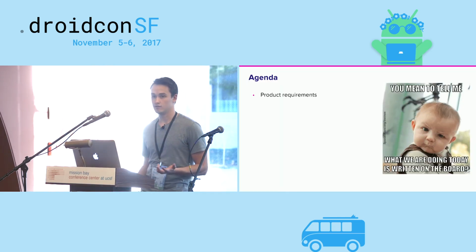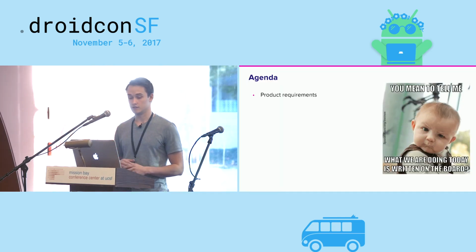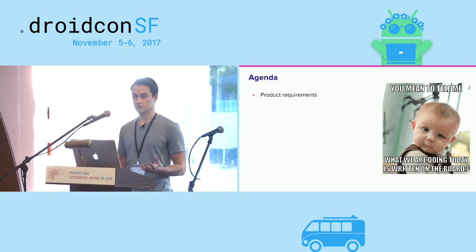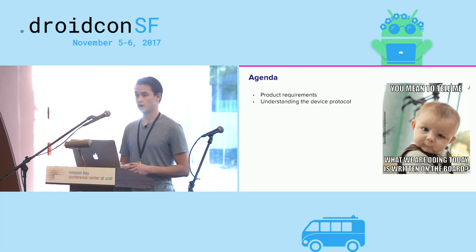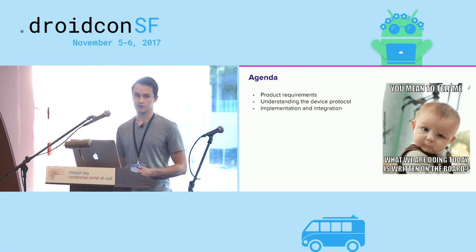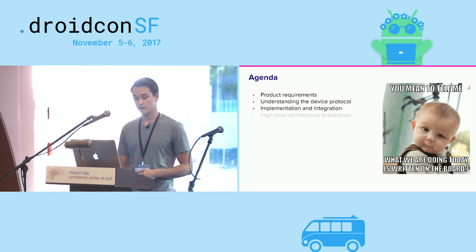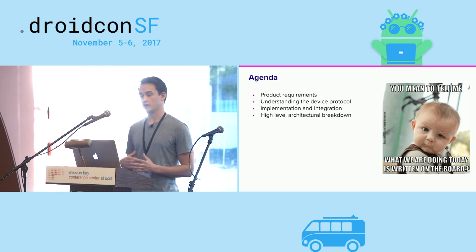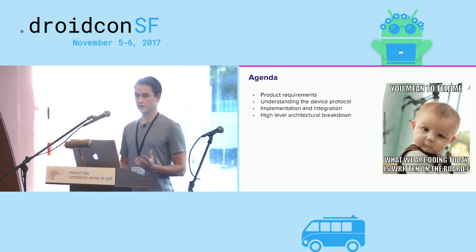So the first thing you've got to do when you're building any kind of device like this, or working with it, is understand what the product requirements are and what you're trying to build. Then you have to understand the hardware and the device protocol. And once you understand the hardware, then you can work on actually implementing this and integrating it into your app. And then finally, I'm going to take a step back and look at a high-level architecture breakdown of how this fits into Lyft's app architecture.